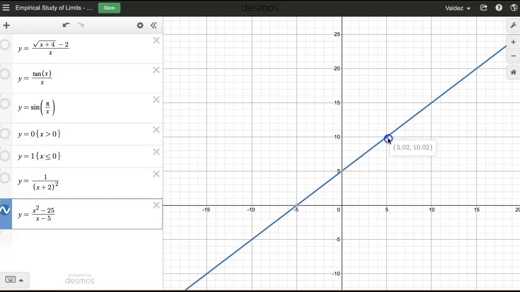And when we actually get to x equals 5, even though the function itself is undefined, the behavior of the function is still approaching a y value of 10. And so that's the reason why for this particular rational function, its behavior or limit as x approaches 5 from both the left and the right will be 10.